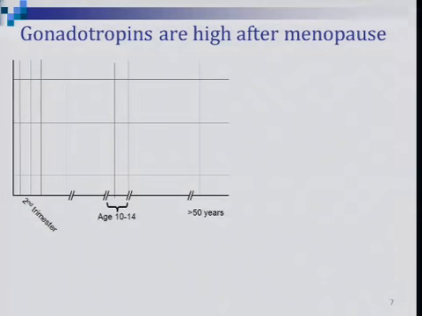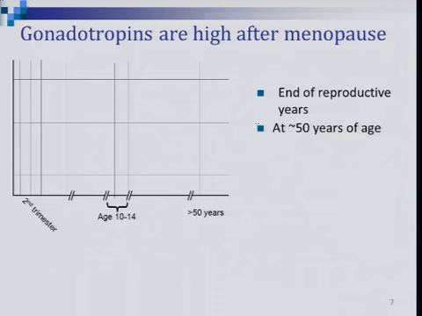Now, menopause is the end of the reproductive years in women. Okay? And gonadotropins tend to go up after that period. So, again, menopause is the end of the reproductive years. Usually occurs somewhere around 50 years of age. And it's not a discrete event. It comes on slowly. Usually takes anywhere from 1 to 5 years to really complete.